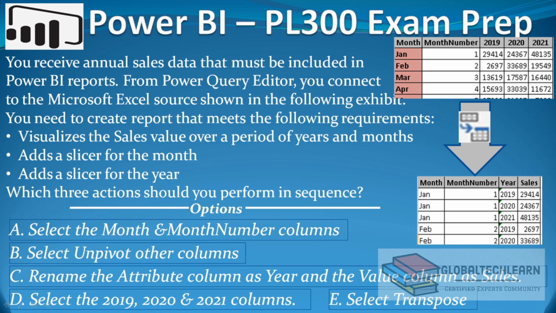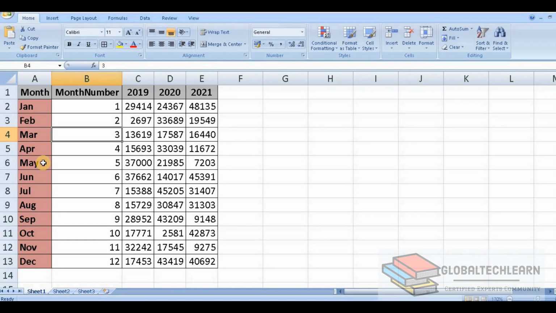So now let's first try to understand the requirement. Here the requirement is we have data in Excel and that is in a denormalized format. So let's look at the data. Here in Excel we can see the data as shown in the exhibit, and the data is not in a normalized format. That means the years in row number 1, that is 2019, 2020 and 2021, are given as column names instead of having a separate column containing the years.